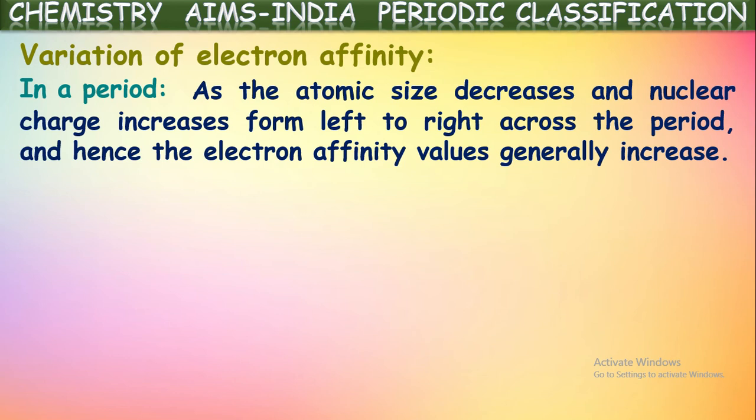So that it can attract the outer electron very easily and hence it can accept. It will attract the electrons easily and hence it releases more energy. So we can say as the size decreases, electron affinity increases. We know in a period from left to right, size decreases. So we can say electron affinity, or electron gain enthalpy, increases in a period from left to right.